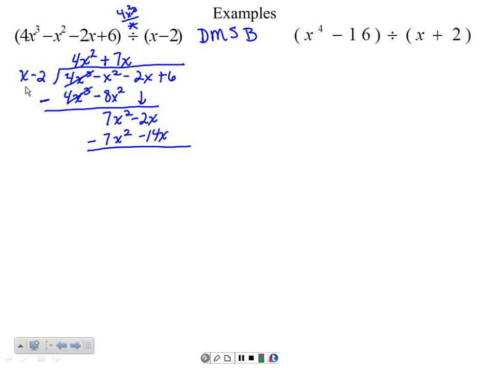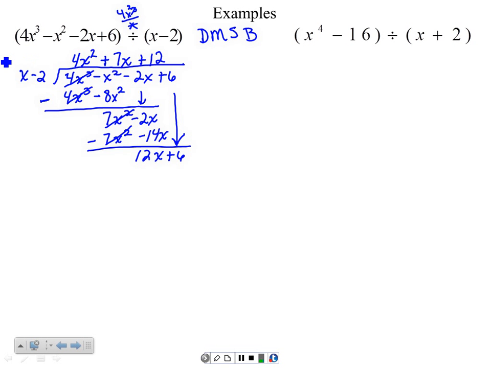7x squared minus 7x squared, that goes to 0. Negative 2x minus a negative 14x is going to be a positive 12x. And then you're going to bring down that plus 6. Alright, last time, and I know it's the last time because I've run out of numbers here. So we're going to do 12x divided by x, which is going to give me 12, positive 12, and that's going to go up top.